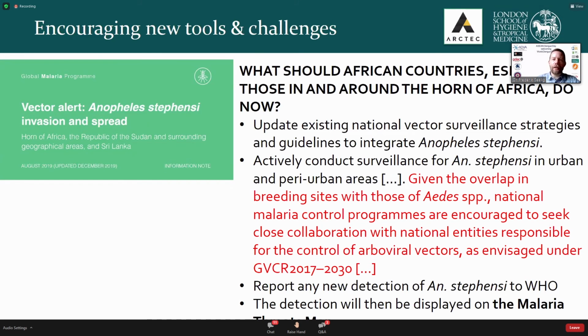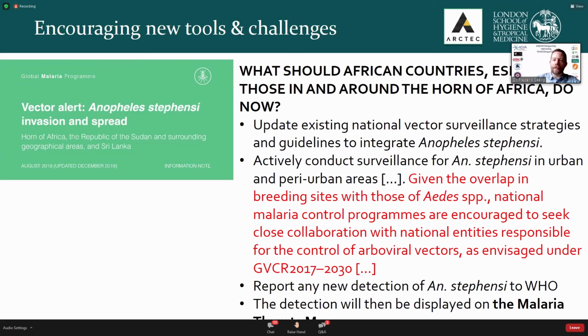And I'm citing here a few examples from the recommendations from this alert, recommending that countries in and around the Horn of Africa should update the existing national vector surveillance strategies and guidelines to integrate Anopheles stephensi and actively conduct surveillance for stephensi in urban and peri-urban areas. And then they give a few more examples of the specific urban breeding grounds.